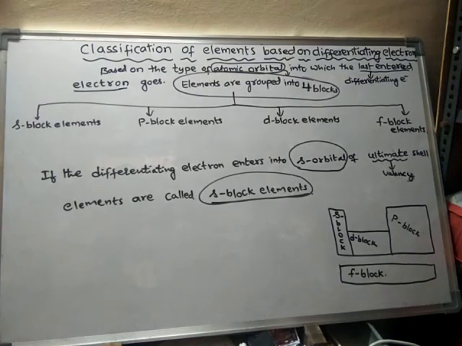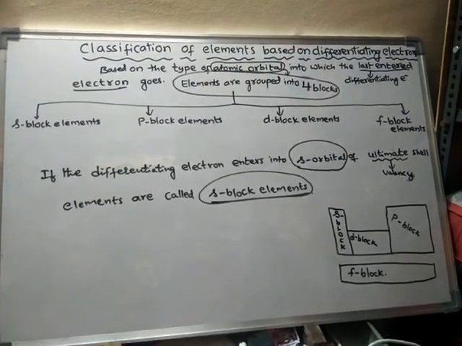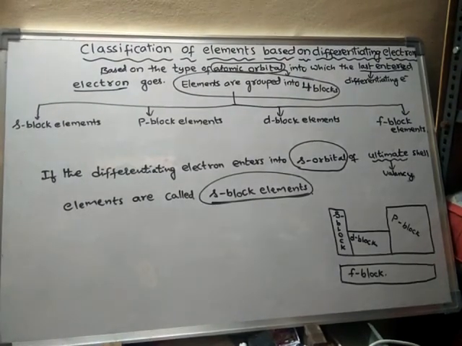See, we were learning the classification of elements based on the electronic configuration. So, based on the electronic configuration, there are two types of classification. One is Bohr's classification, and another one is differentiating electron classification. Bohr's classification is based on the chemical properties. Based on the chemical properties, Bohr's classification contains four groups of elements.